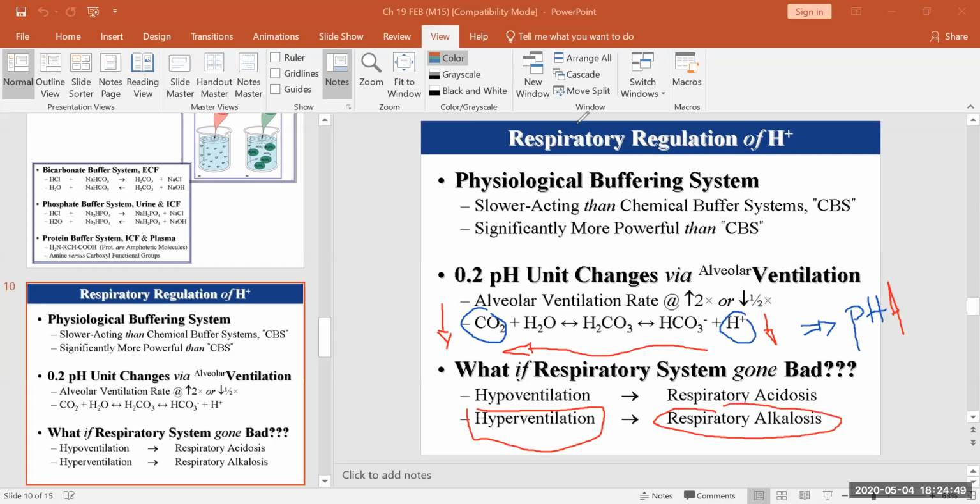And remember, the value of the pH is highly regulated, 7.35 to 7.45. Okay, higher than 7.45 is alkalosis, ALK. If it's lower than 7.35, it's acidosis, ACI. Okay.